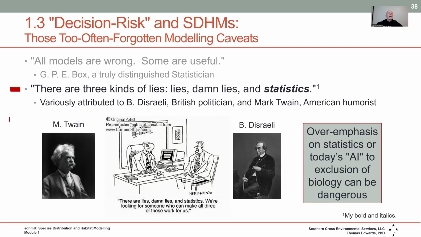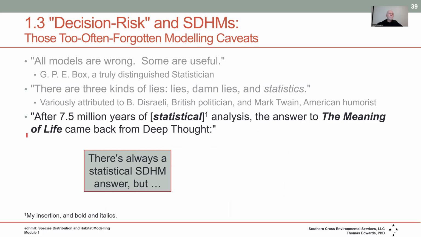My second favorite caveat is there are three kinds of lies: lies, damn lies, and statistics, attributed to either Benjamin Disraeli or Mark Twain. But what it points out is an overemphasis on statistics, or today's AI, of which I'm so tired that I'm beginning to call it artificial idiocy now, to the exclusion of biology. This is a dangerous circumstance, and so you always want to remember this particular caveat as well.